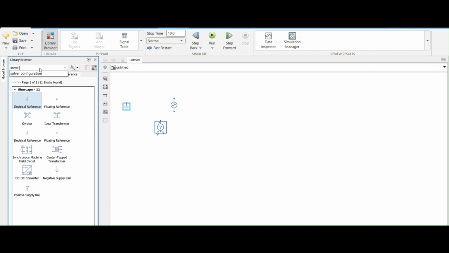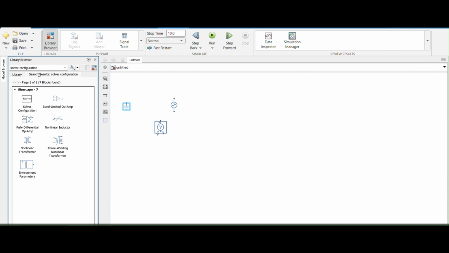Next is the solver configuration, one of the important blocks in simulation, because if this solver is not there, then the simulation will not take place at all. It is used to convert the model that you developed. So the solver configuration is used.